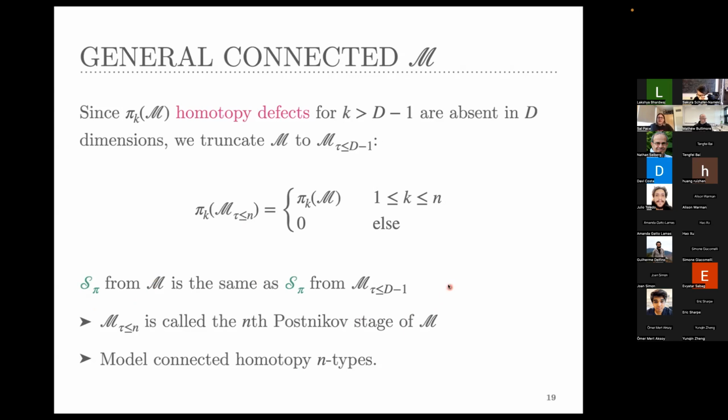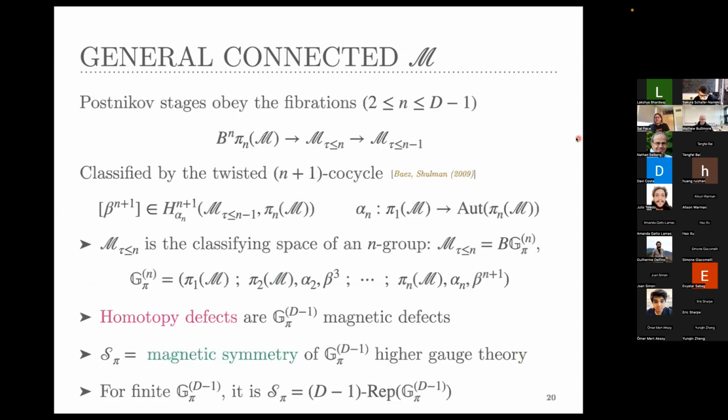Now, this is a well-known thing in math, these truncations, and this M sub N is called the nth Postnikov stage of M. There's a so-called Postnikov tower of M. And M sub N is a model for connected homotopy N-types. And this Postnikov tower is well known in the math literature.